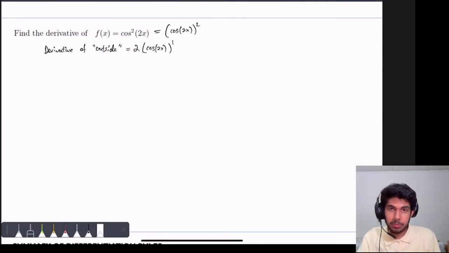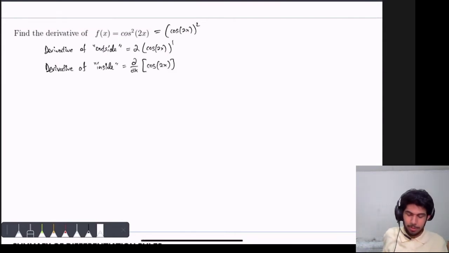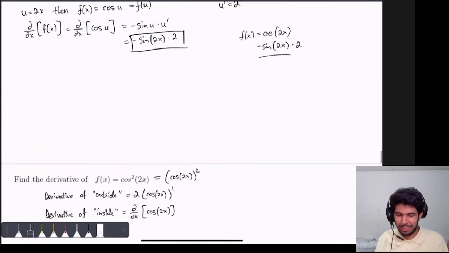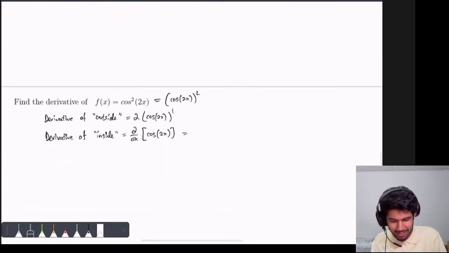But now we have to multiply it by the derivative of the inside. So the derivative of the inside is equal to the derivative of cosine of 2x. And well, that looks like a chain rule problem, but we just solved that in the previous problem, and we said it was negative sine of 2x times 2. So I'll just rewrite it as negative 2 times sine of 2x.